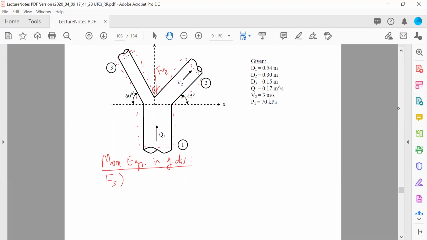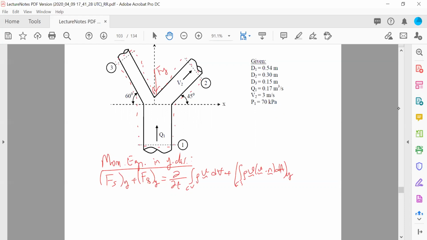General formula, surface forces in y direction plus body forces in y direction equals initially the unsteady term plus the momentum flux component in y direction. Surface forces are pressure, friction, and external forces.